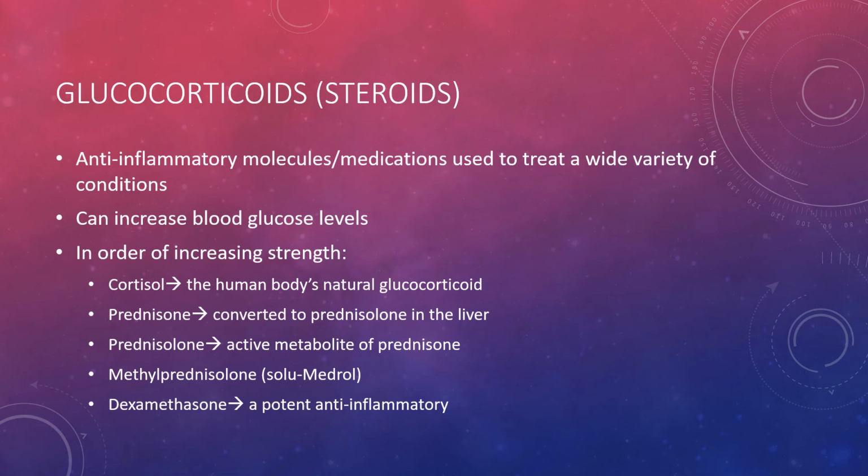So to include illness. Prednisone, so converted to prednisolone in the liver. Prednisolone, an active metabolite of prednisone. Methylprednisolone or Solu-Medrol, and dexamethasone, a potent anti-inflammatory. So you'll see these medications often used for patients that are suffering from severe respiratory illness to help decrease inflammation in the lungs and the pathways to the lungs.